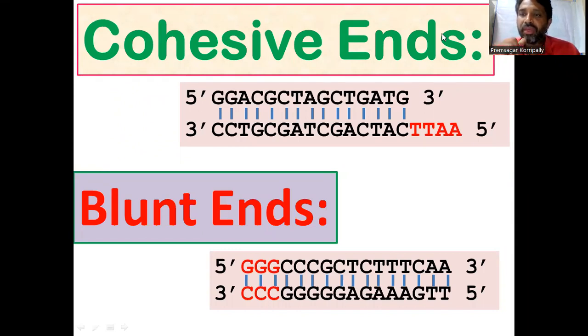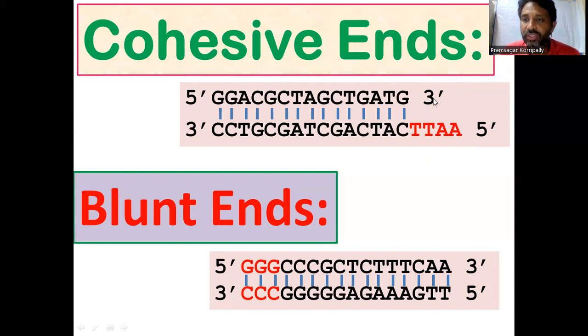In today's lecture, we'll talk about cohesive ends and blunt ends. The only difference between the cohesive ends and blunt ends is the shape of the complementary strand.